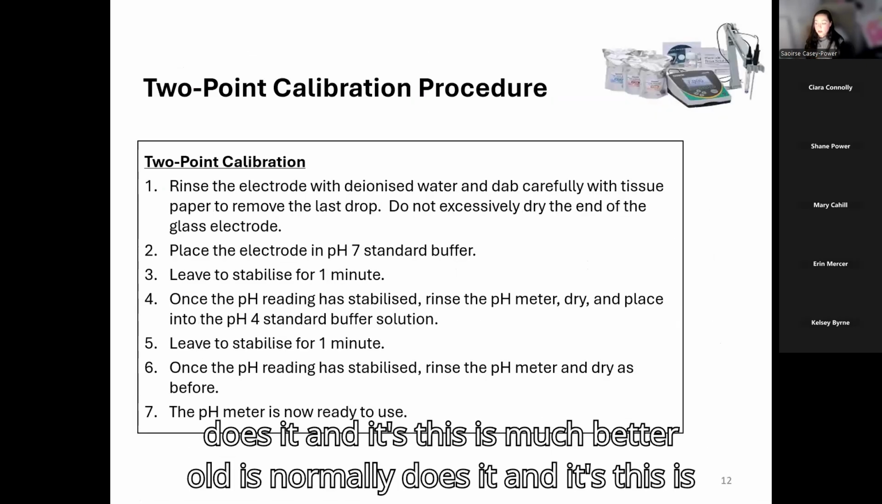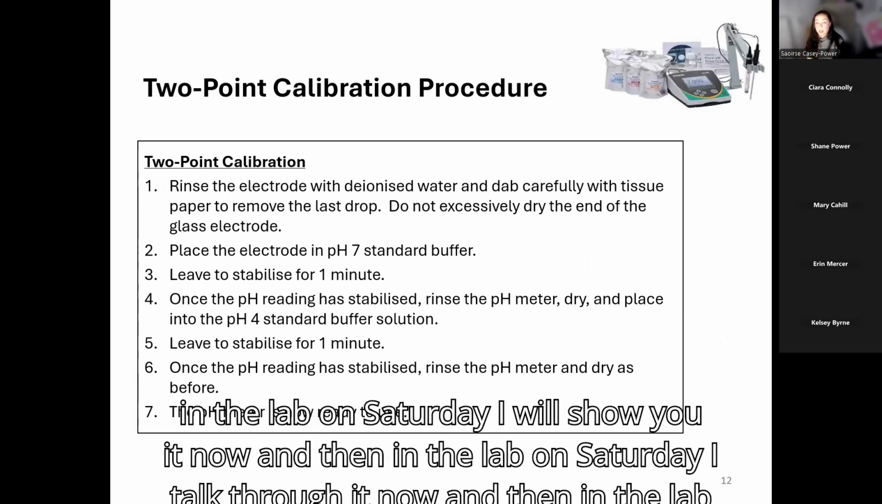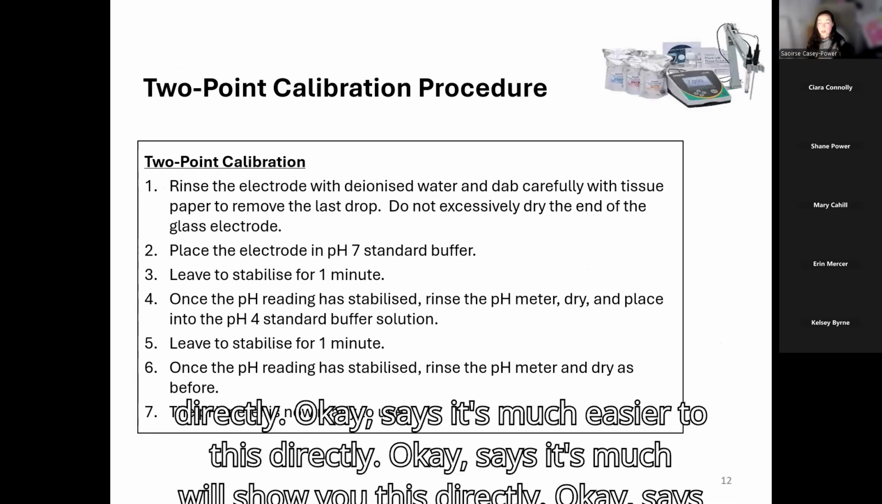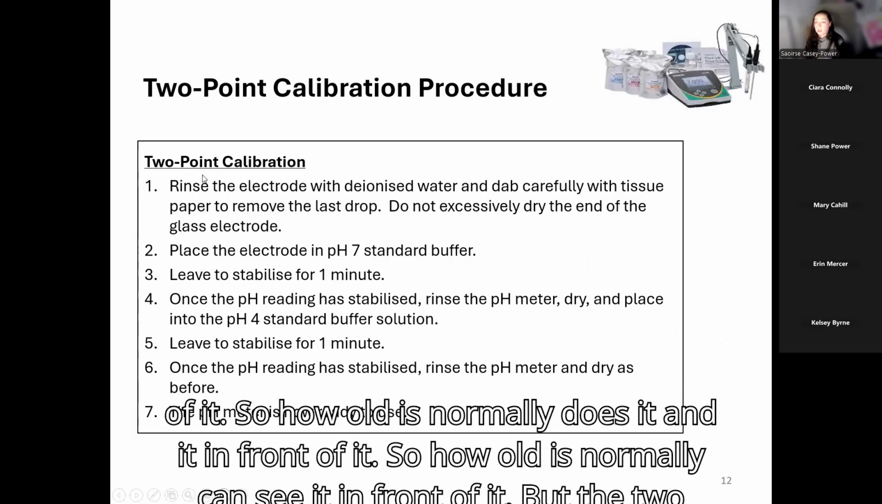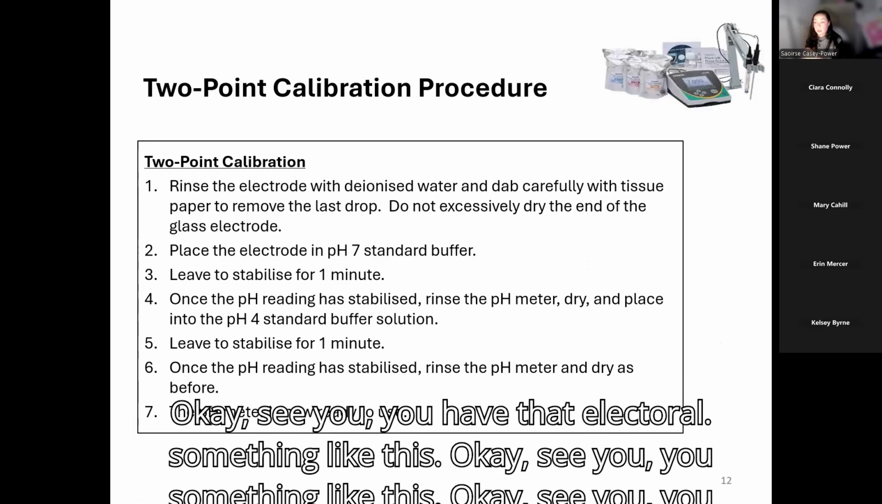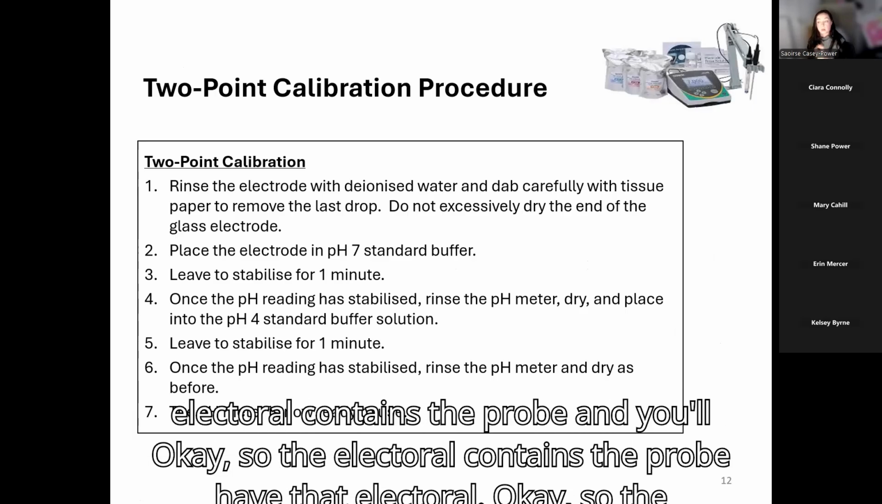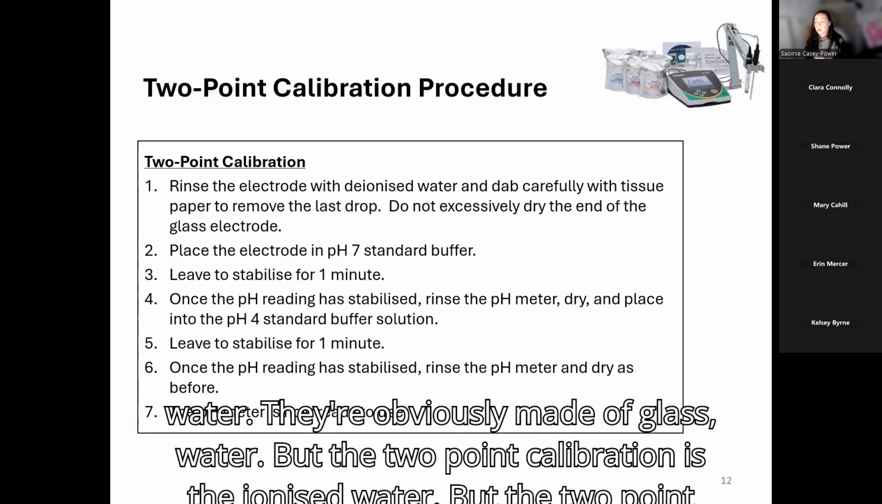So how this normally works, and this is much better done as a demonstration, so I'll just talk through it now, and then in the lab on Saturday I will show you this directly, because it's much easier to visualize this when you can see it in front of you. But the 2-point calibration is done something like this. You'll have that electrode, and the electrode contains the probe, and you'll rinse that really well with deionized water.